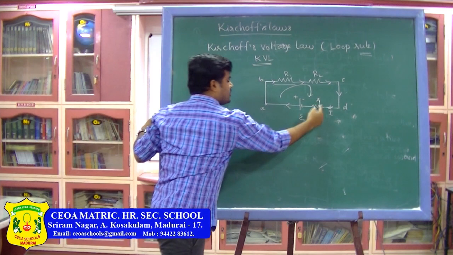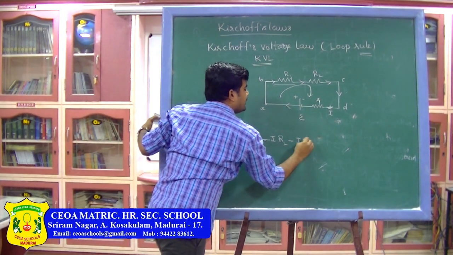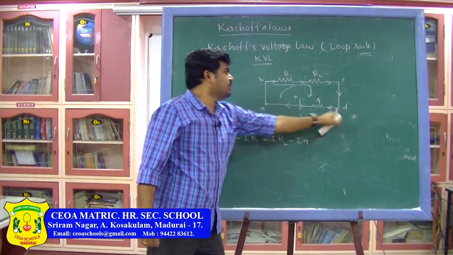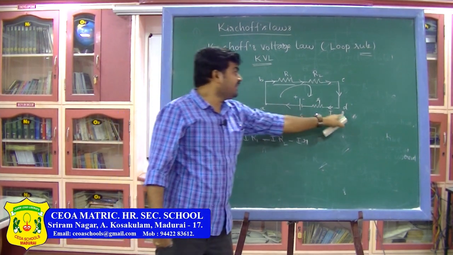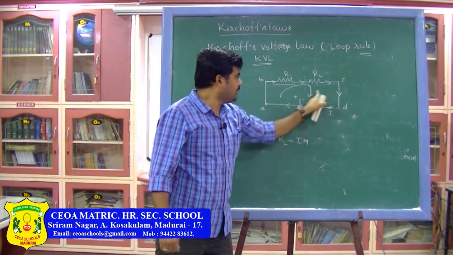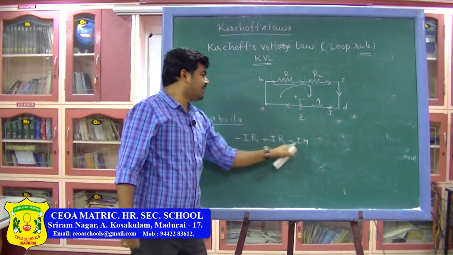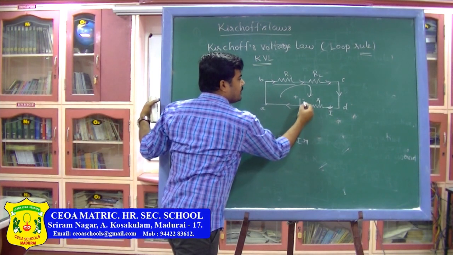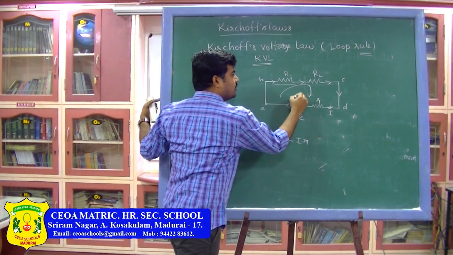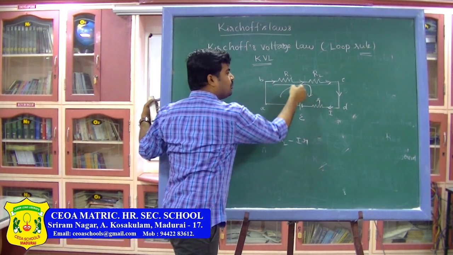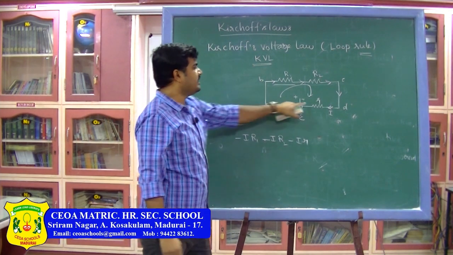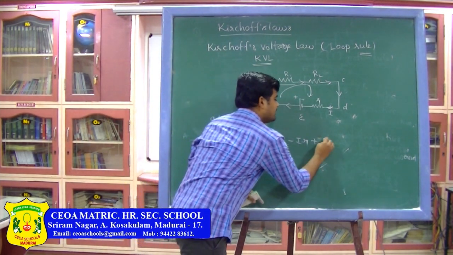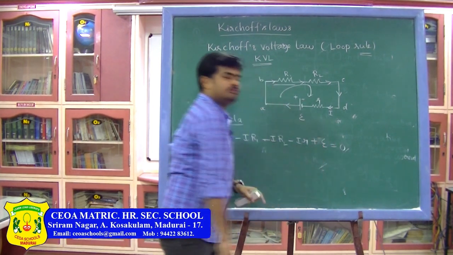So, this potential drop is also minus I into small r, because we are moving from D to A and the current is also in the same direction. So, we are moving in the direction of current, and this value is to be taken as negative once again, minus I into small r. Next, coming to the cell, see here we are moving from the low potential terminal to the high potential terminal, that is, negative to positive. So, we have to consider the EMF of the cell as positive. So, there is plus E, that is equal to 0.